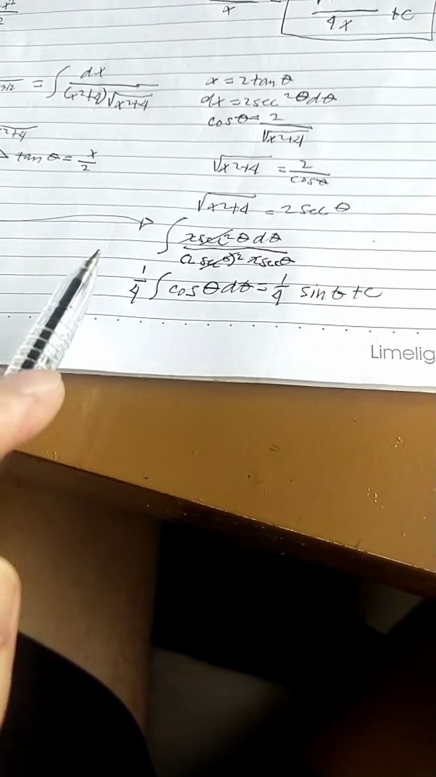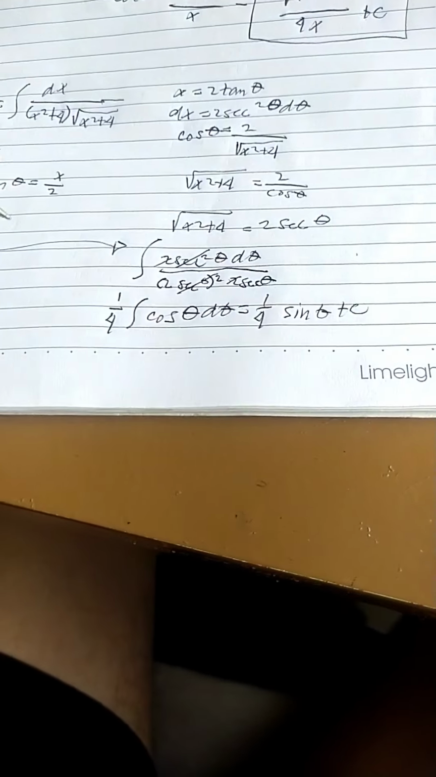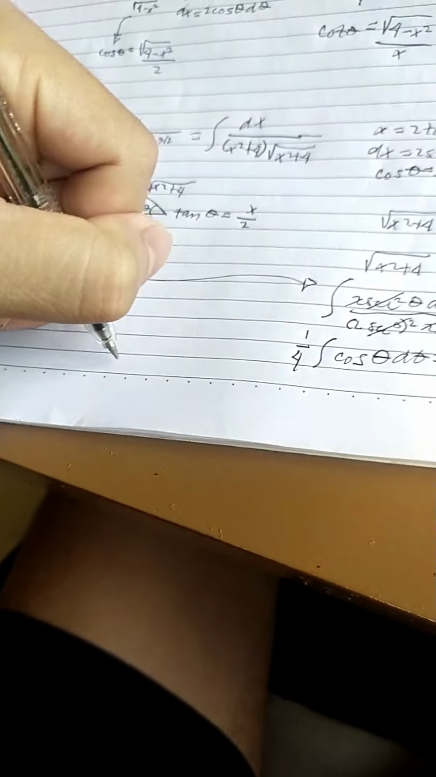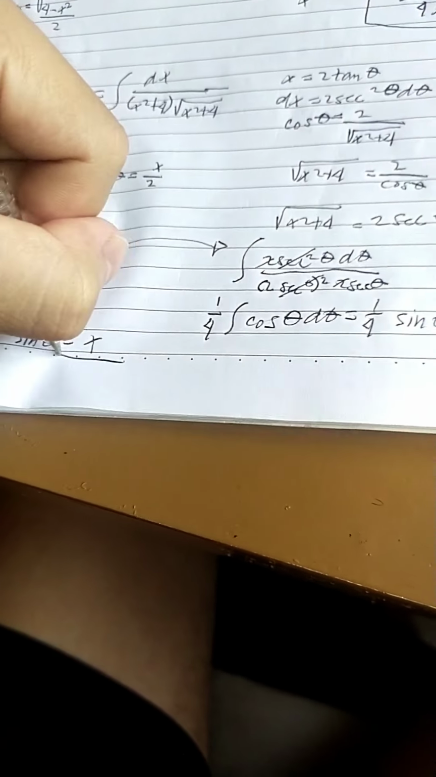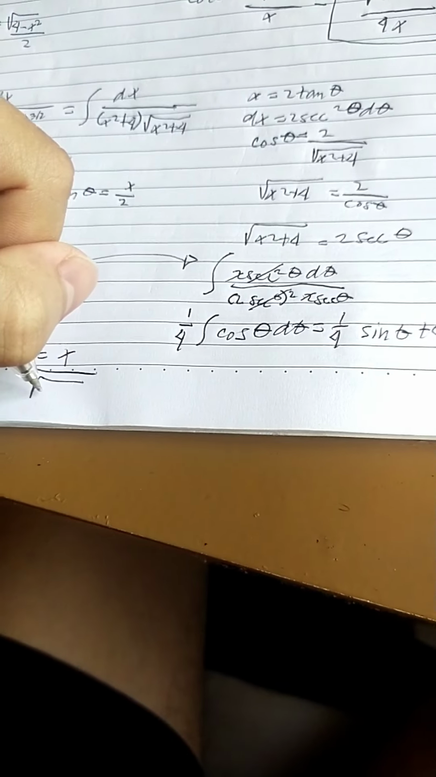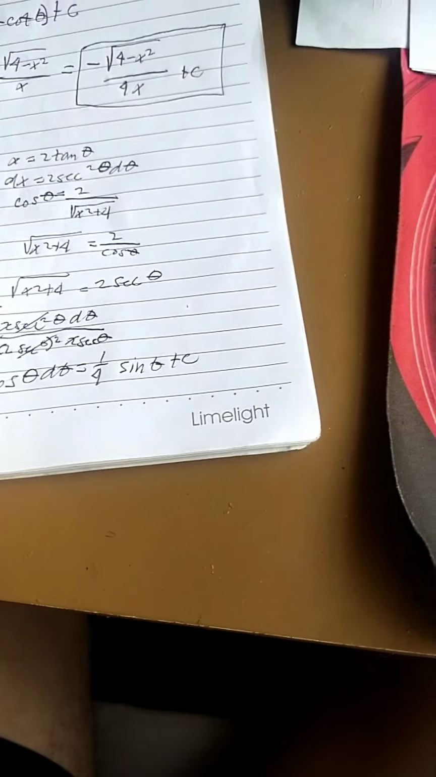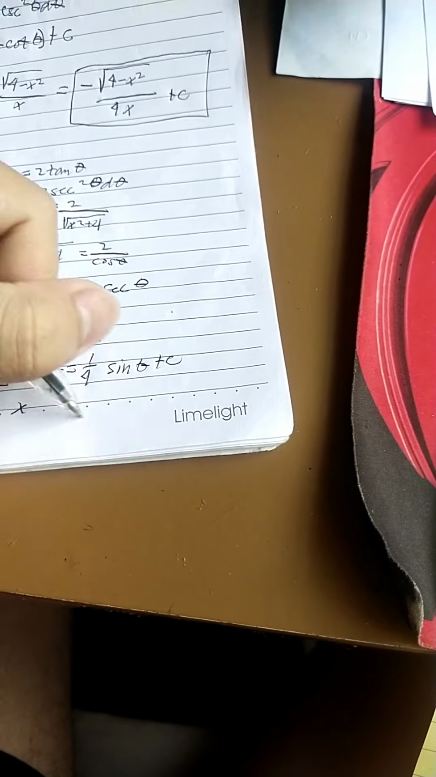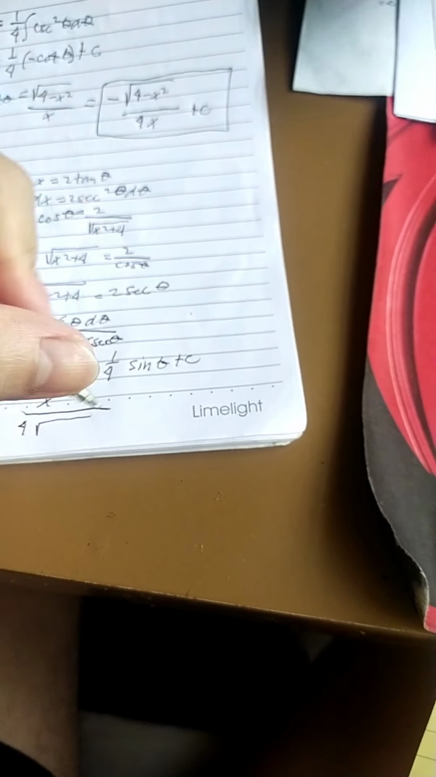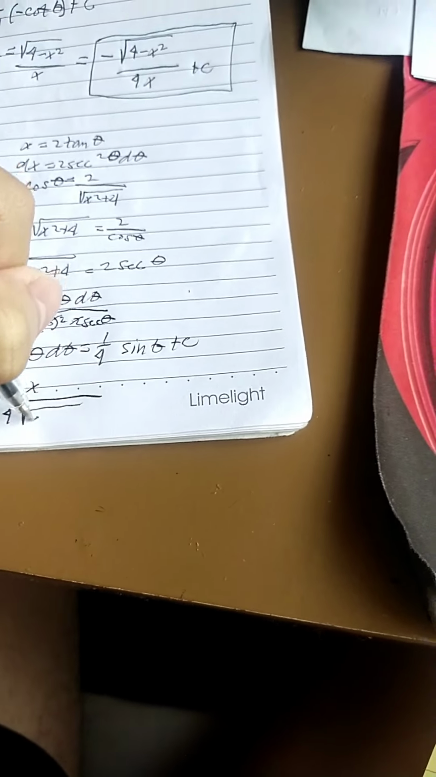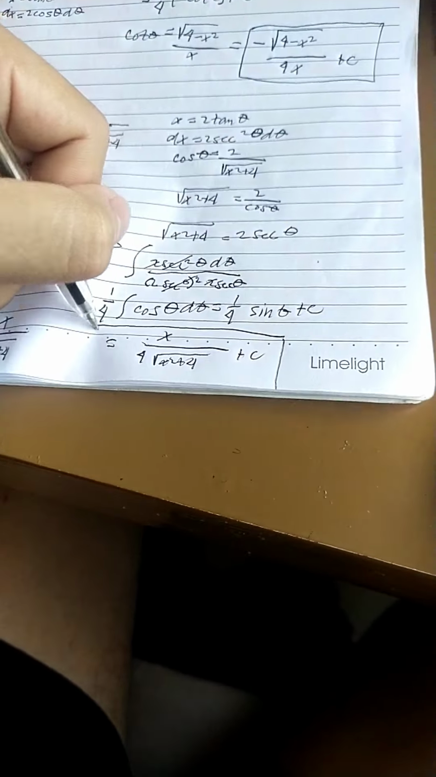Then let's get the sine theta. Sine theta is equal to x all over the square root of x squared plus 4. So our final answer is x all over 4 square root of x squared plus 4 plus c. So this is our final answer.